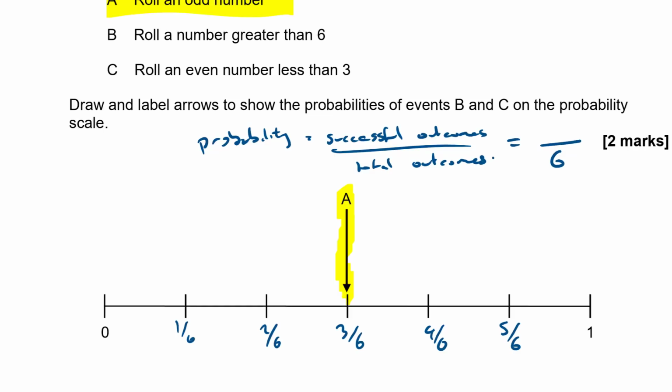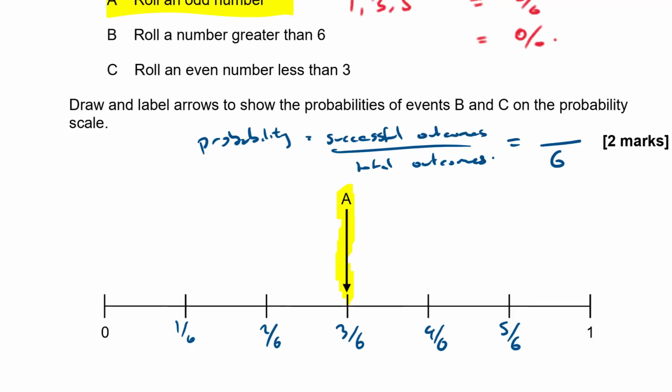Now rolling an odd number, there are 3 possible choices. You could get a 1, a 3, or a 5. So that gives it a probability of success of 3 out of 6, which is why A is in the middle there. 3 out of 6 is the same thing as 1/2, it's in the middle. B, roll a number greater than 6. Well, how many numbers greater than 6 are there? Well, the numbers go from 1 to 6, so there are 0 answers that are greater than 6. That's going to be 0 out of 6 then, isn't it?